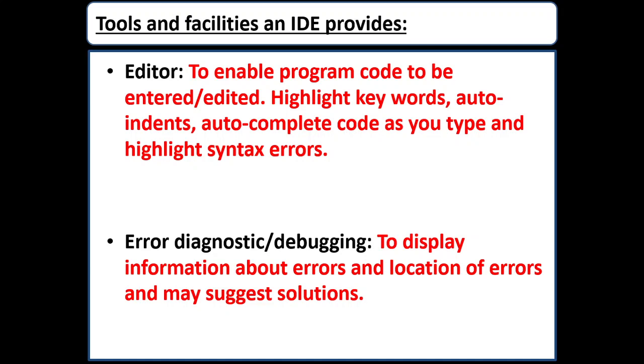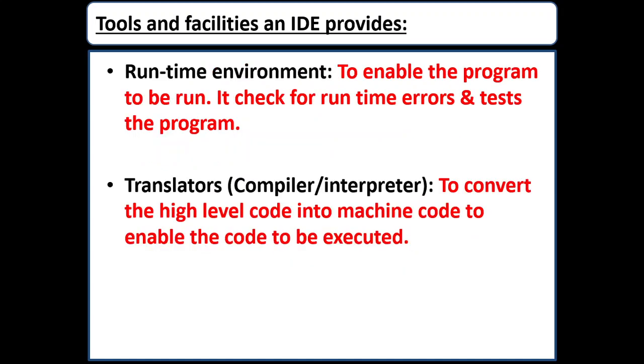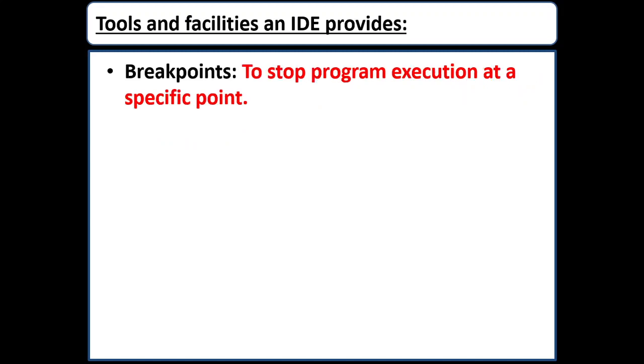Then we have debugging tools, and this displays information about errors and where the error is. The runtime environment allows you to run your program and test it to see how it runs and if there are any runtime errors. Translators, including compiler and interpreter, convert high-level code to machine code so that the CPU can execute it. And finally, breakpoints, which are used to stop the program execution at a specific point. So if you want to only run line 1 to 10, you can do that.